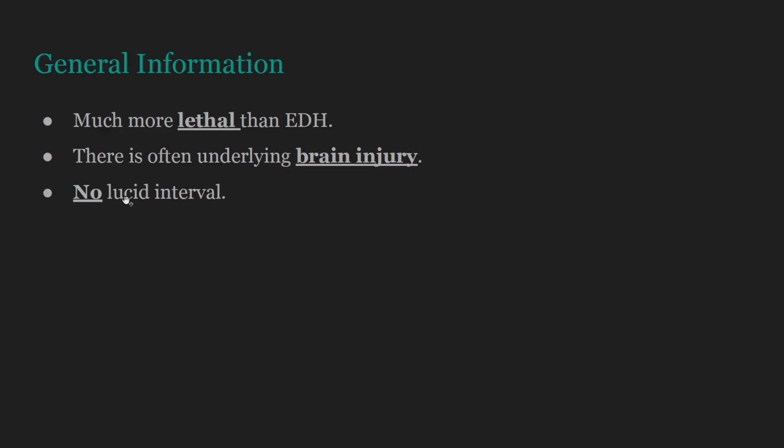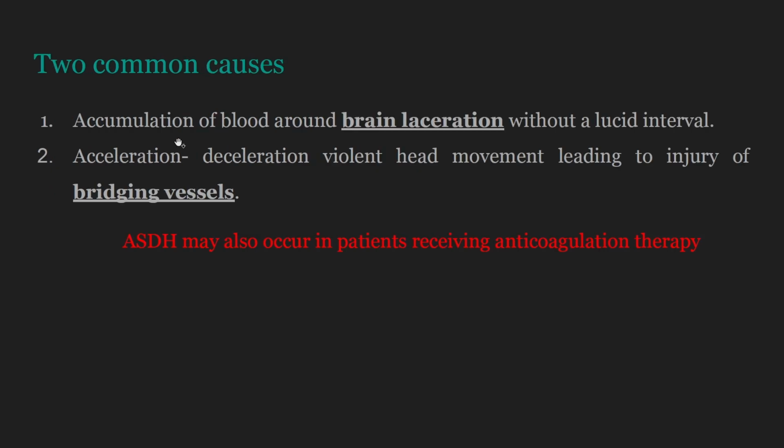So there will be no lucid interval because the hematoma itself is not accumulating. The hematoma itself is because of the brain injury. The brain injury itself caused the hematoma. So there will be no lucid interval, no space for you to think. Okay, and there are two common causes of the acute subdural hematoma. Number one is the accumulation of blood around the brain laceration. So the brain injury happens, then the small blood vessels in the brain itself will bleed. The blood will accumulate in the subdural space without a lucid interval, as we said.